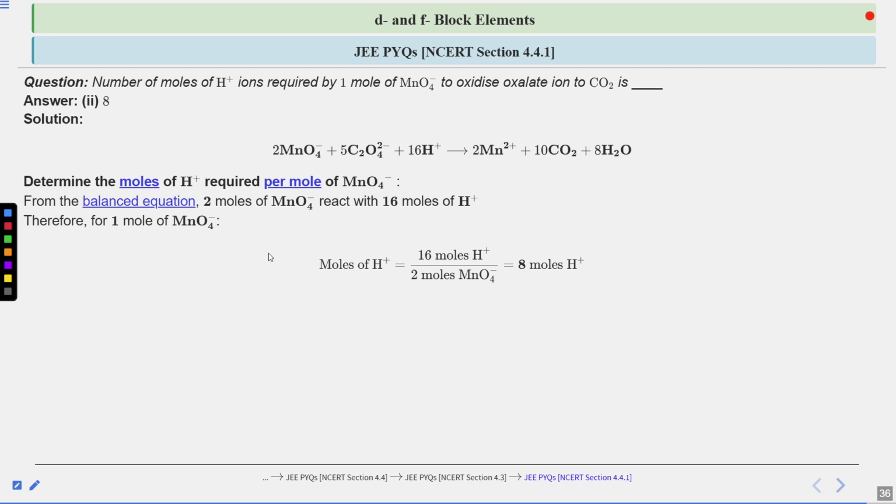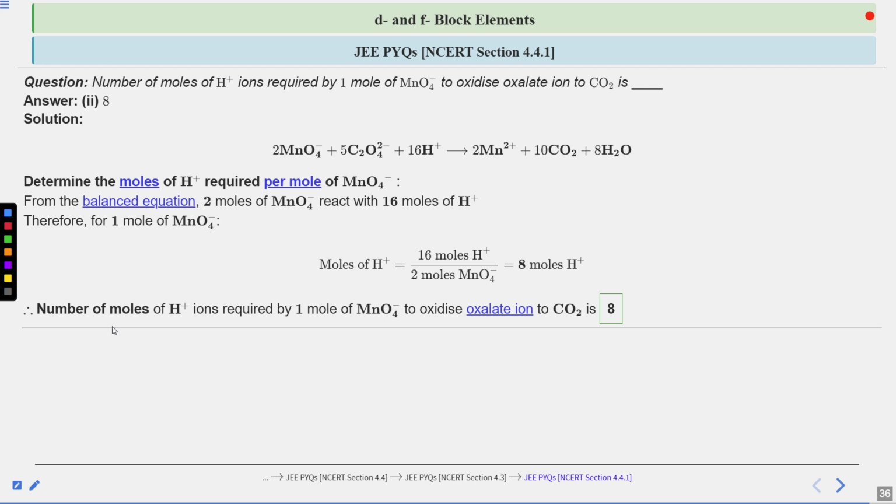So by the unitary method, we have determined that the number of moles of H+ ions required by 1 mole of MnO4- to oxidize the oxalate ion to carbon dioxide is 8. We simply applied the unitary method after seeing the balanced equation of the reaction between MnO4-, oxalate ion and protons. Hence, our correct answer is option 2, that is 8.